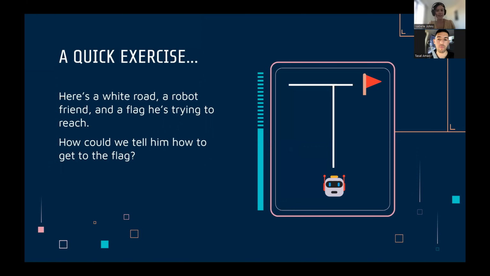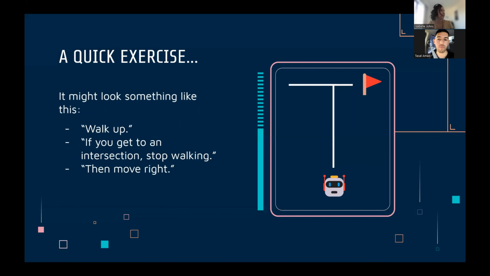Go up till the intersection, then go right. Yep. Yeah, so once you've told him that, he knows how to do it. Awesome, thanks, Justin. So yeah, it might look something like this. So walk up, you get to an intersection, stop walking, then move right.